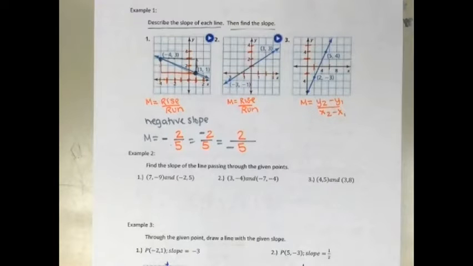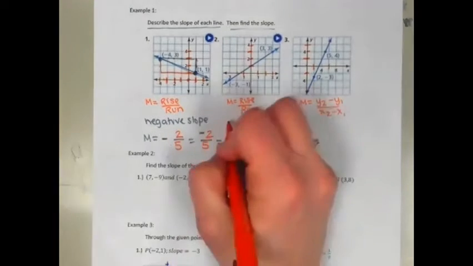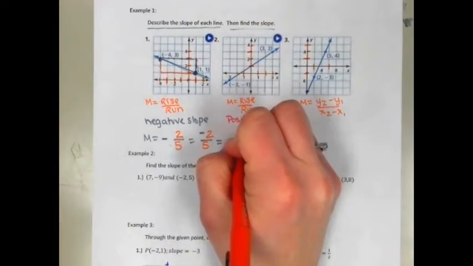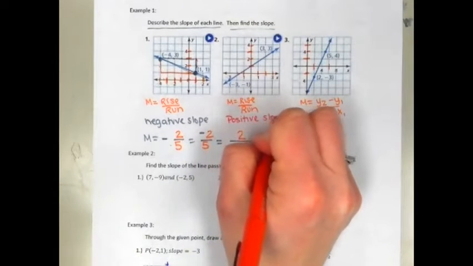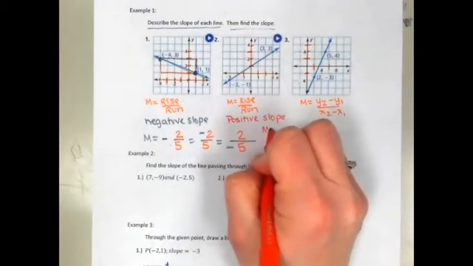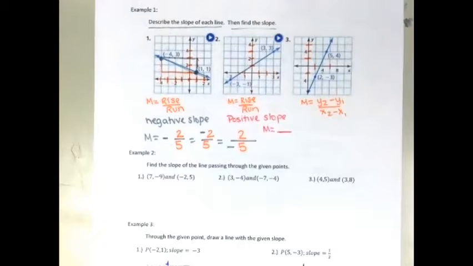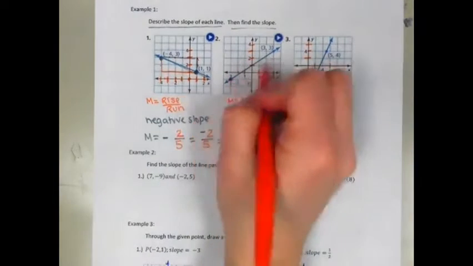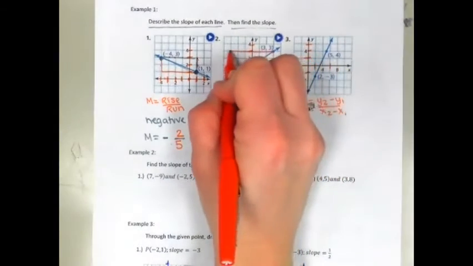Okay, reading left to right, is this going to be a positive, negative, 0, or undefined? It is a positive slope. Why? Because we're going up. Okay, so since we know it's a positive slope, it doesn't matter. We know positive over positive, right? So from my point, and it doesn't matter, I'm going to make my triangle.